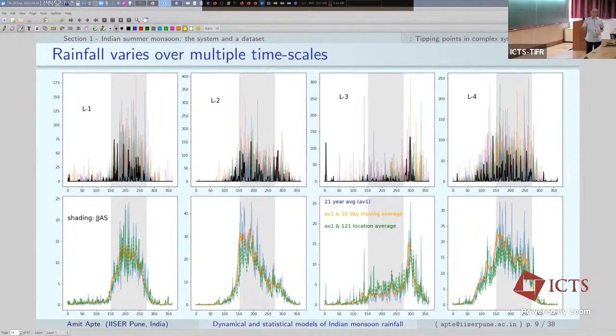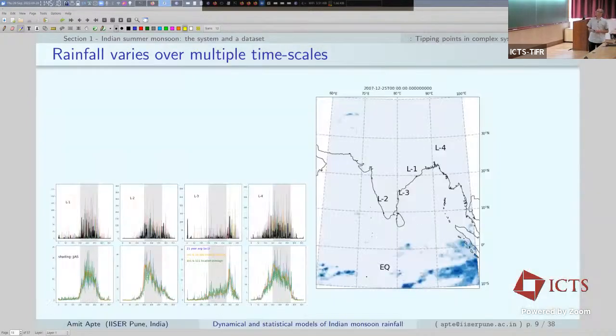So the quiz is, which of these is in the monsoon zone? So clearly this has a very different behavior than this and that and so on. So the behavior across these different spatial regions is quite distinct. In fact, this is probably close to Chennai, that's my guess anyway. So the answer is over here.